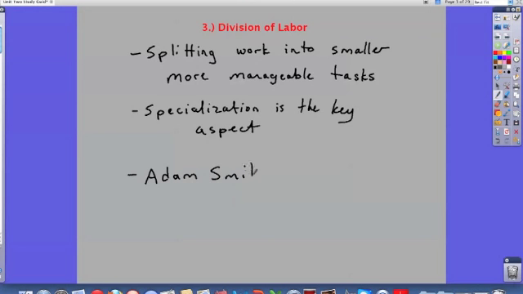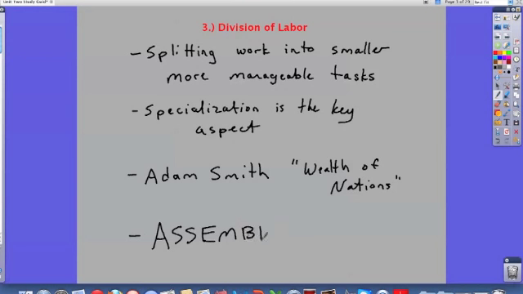This concept was kind of created, put down in writing by a guy named Adam Smith. Okay, Adam Smith, we'll talk about later, is the father of the U.S. economy. Okay, he's the father of what we call the market or capitalist economy. He wrote a book called Wealth of Nations, which deals with this idea of specialization, division of labor, and the U.S. capitalist economy.